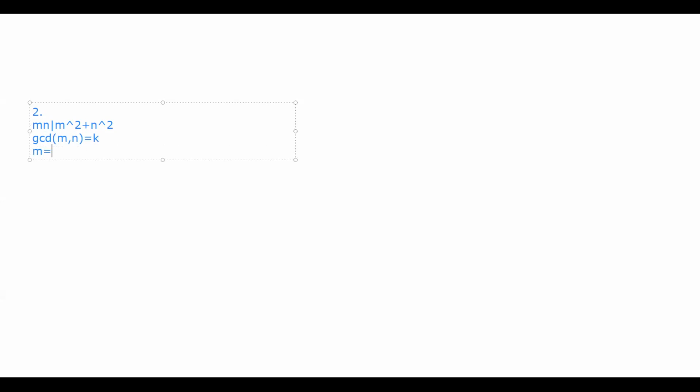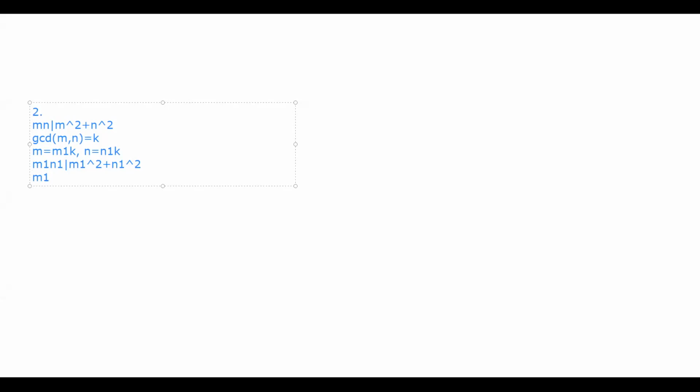So it means that m equals m1k, with m subscript 1, and n equals n1k, similarly subscript 1. Then the problem will reduce to m1n1 divides m1 square plus n1 square. Now m1n1 must divide m1 square plus n1 square. If m1n1 itself is dividing, the product of two numbers is dividing this.